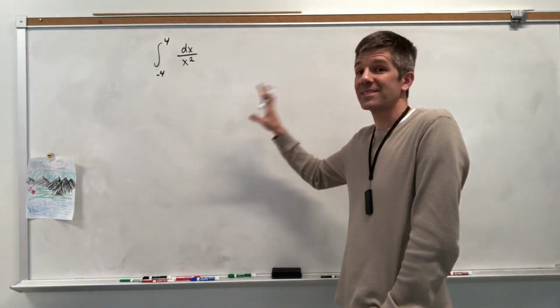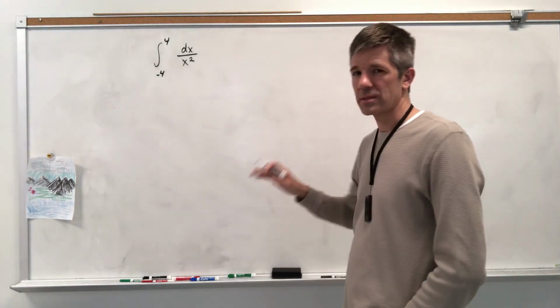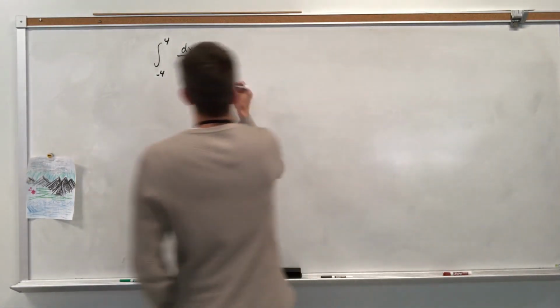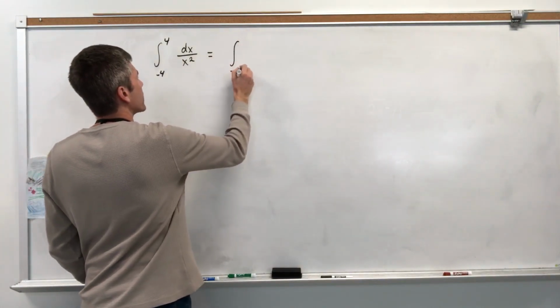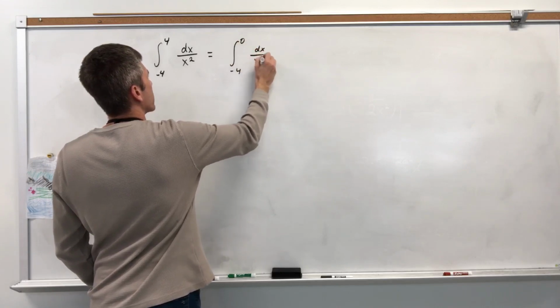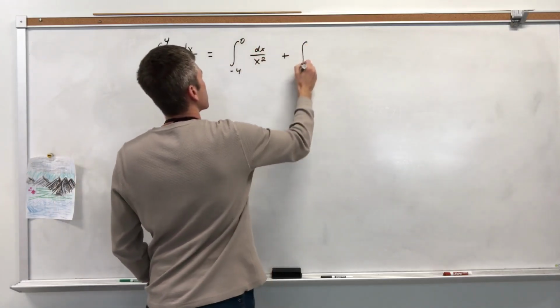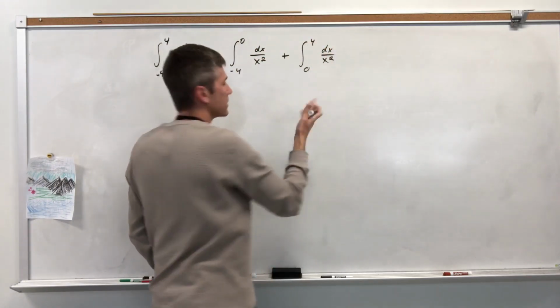So if you want to skip this next step, feel free, but I'm going to just sort of break it up into pieces and kind of journey our way there. Just turn journey into a verb. I guess it is one. The integral from -4 to 0 of dx over x squared plus the integral from 0 to 4 of dx over x squared. And that's what we're dealing with.